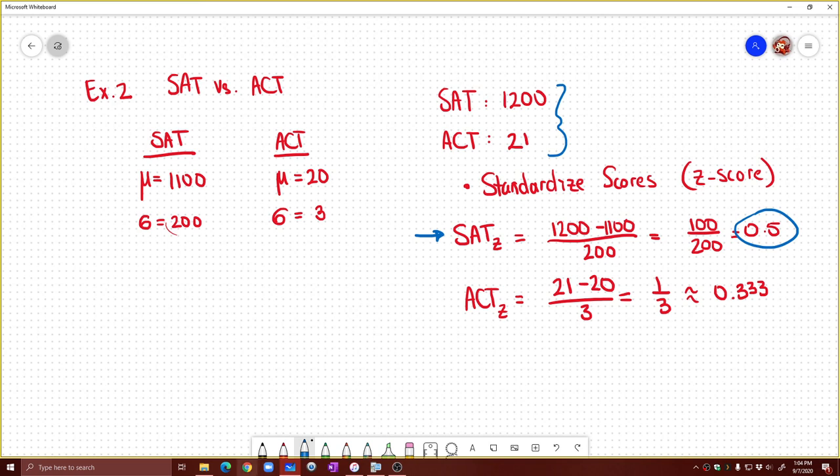So again, just a couple of light examples on calculating Z-scores for comparisons of two different distributions.